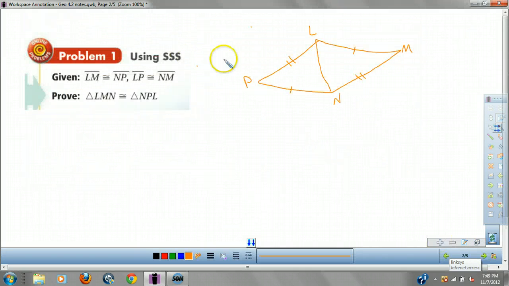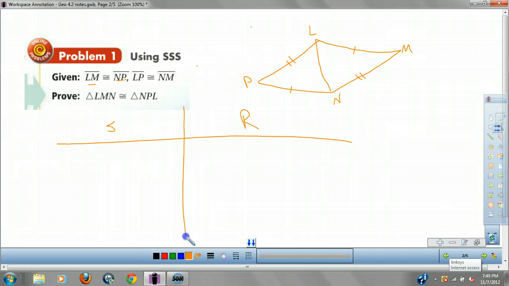Okay, next slide. Alright guys, let's do a proof. So according to this, we have LM congruent to NP, and we have LP congruent to NM, and we want to prove that triangle LMN is congruent to triangle NPL. Okay, so our statements, our reasons, make our good old proof box. Okay, so we always start off with our given, right? And that is because given.